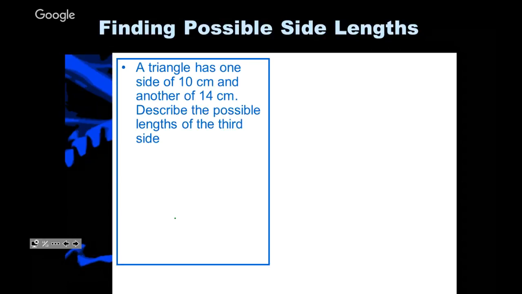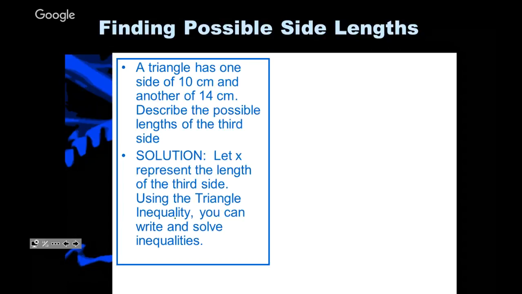We know 14 can't be the shorter side. It can be the longest side, but it can't be the shorter side. And we know 10 can't be the longest side in there. So we know it has to be one of the shorter sides. So our two possibilities would go from there. So let X represent the length of the third side, and we're going to use the triangle inequality theorem to solve and write the inequalities.